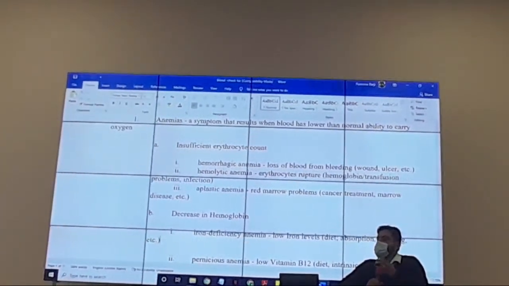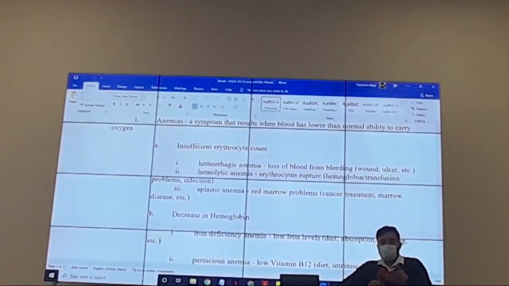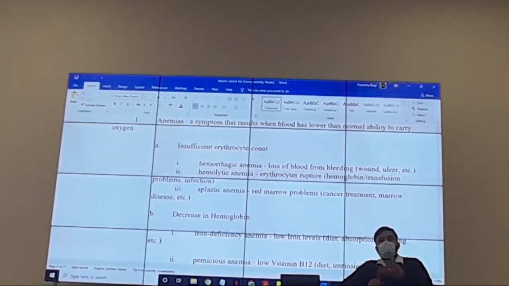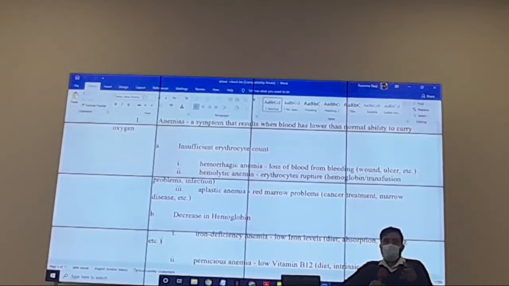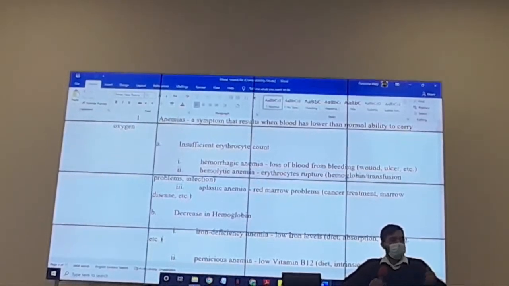So now, in a case where you are lacking folate, you are lacking B12, the cells in erythropoiesis will not replicate as they are supposed to. And remember, as they replicate, they are supposed to shrink in size. So that will not happen.